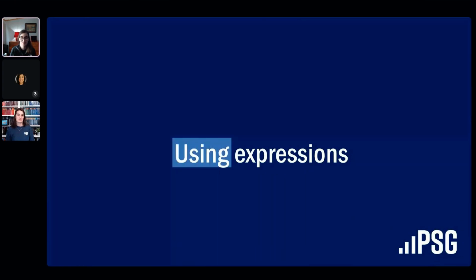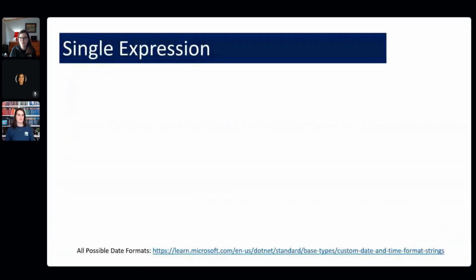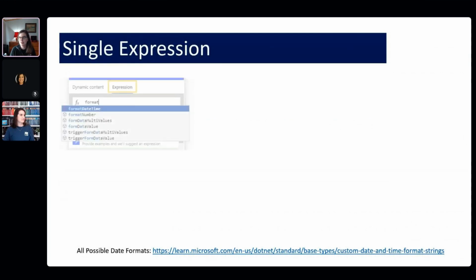So here's how to use an expression. We're going to start off by using a single expression, and this is going to be a couple of screenshots. To use an expression, you would go to your dynamic content window within Power Automate and click on the expressions tab, and you can start typing out your expression, and Power Automate will try to guess which one you're choosing, and you can either continue typing that out or you can choose from this drop-down menu.